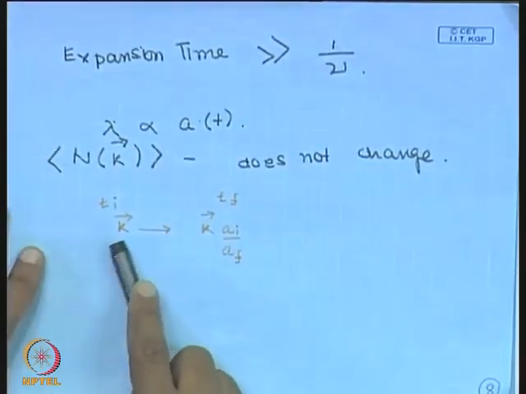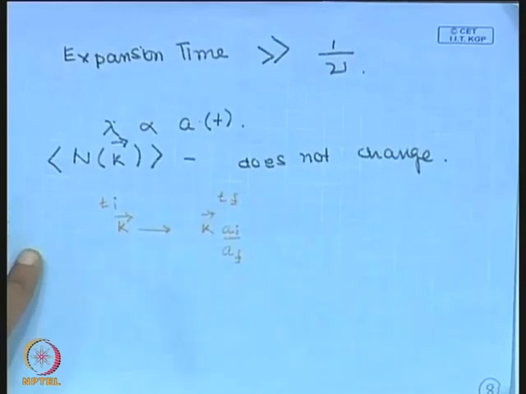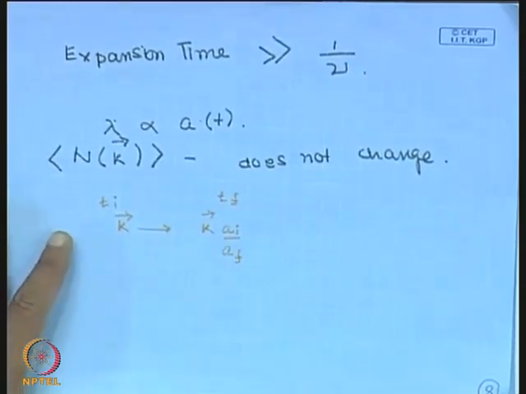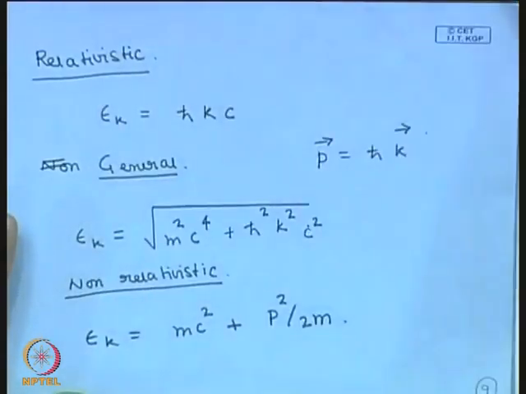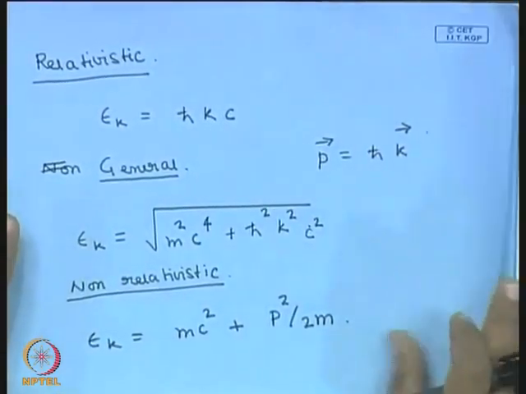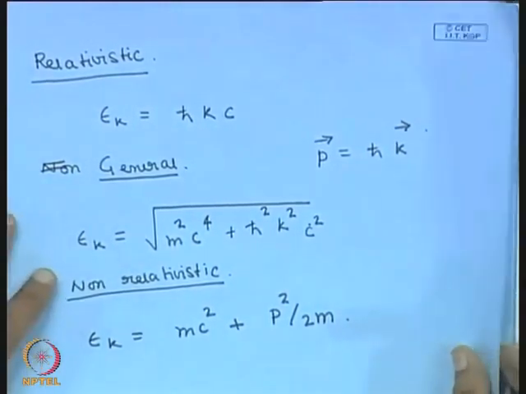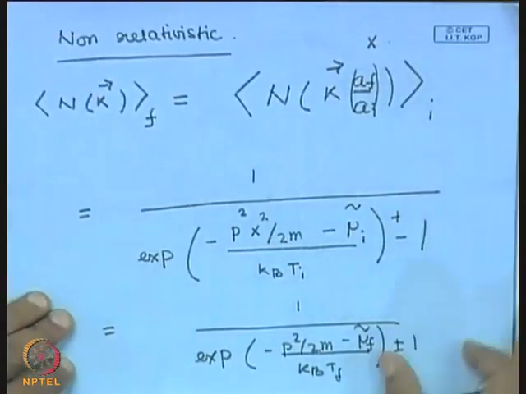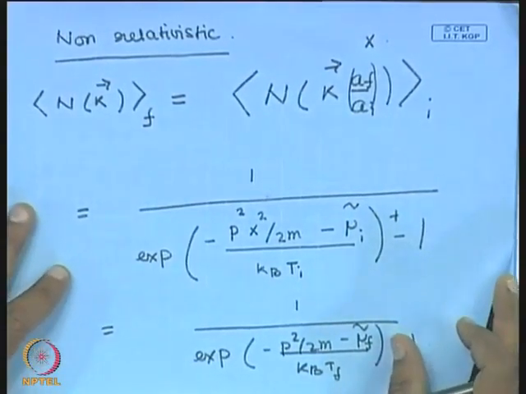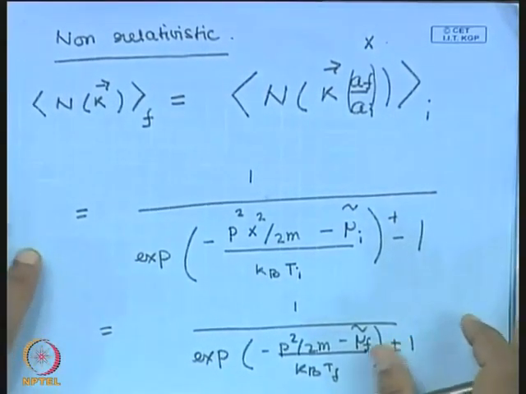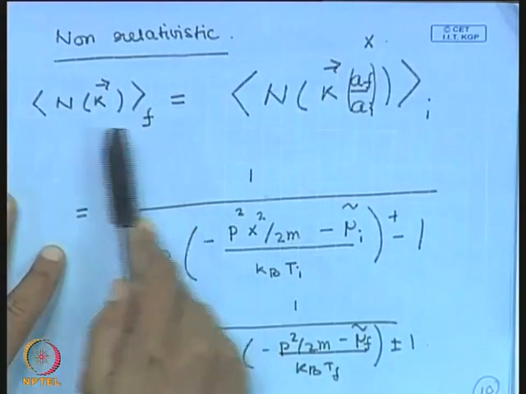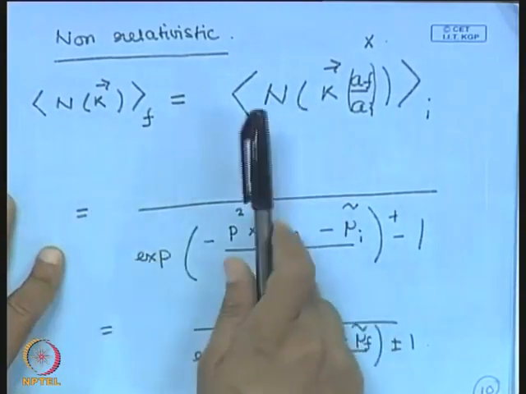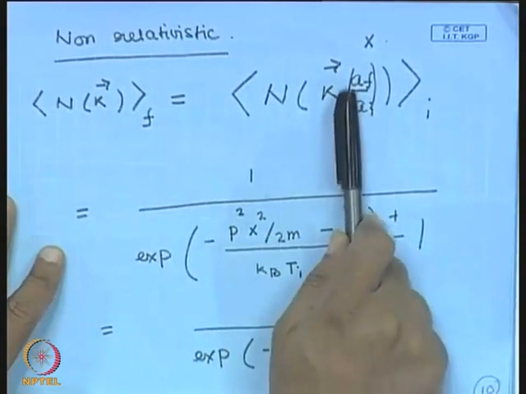Equivalently, the wave vector gets scaled like this, or the momentum also gets scaled in the same way due to the expansion. So we learned how particle momentum evolved under the expansion of the universe. The energy and momentum have different relations depending on whether the particle is relativistic or non-relativistic, and then we worked out what happens to the occupation number under the expansion of the universe. Essentially, if I want to calculate the final occupation number of a mode k, it is equal to the initial occupation number of a different mode, where the mode is scaled appropriately.